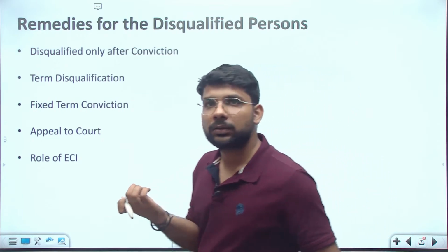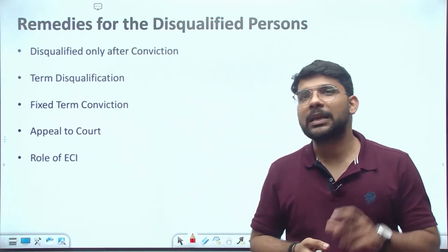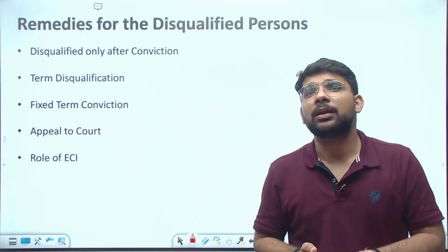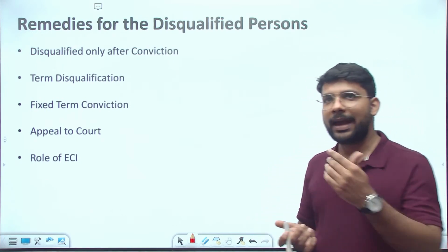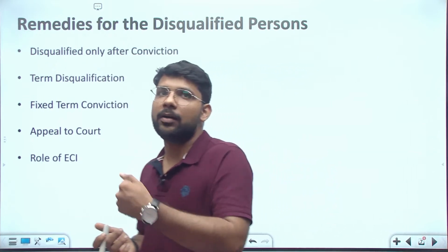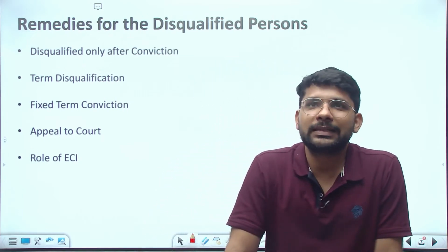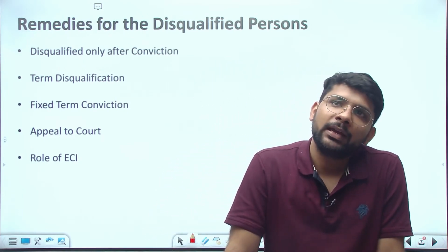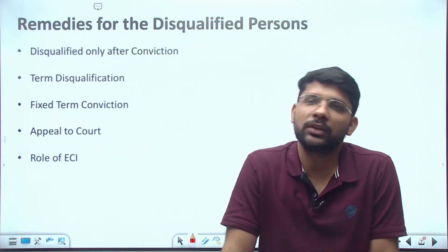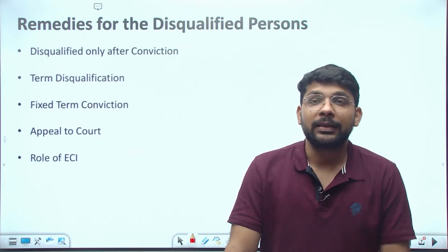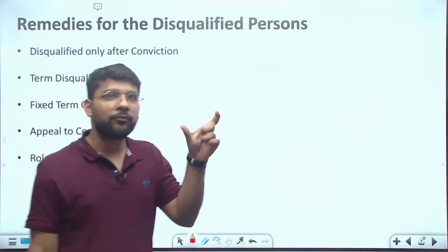Term of disqualification: the minimum term for a disqualification under the RP Act of 1951 is 2 years. If any MP or MLA gets a term of less than 2 years, he or she will not be disqualified. So this is the second remedy available. If any person gets less than 2 years of jail under conviction, he or she will not be disqualified. Then the fixed term conviction, the same point, we can say some fixed term is announced.